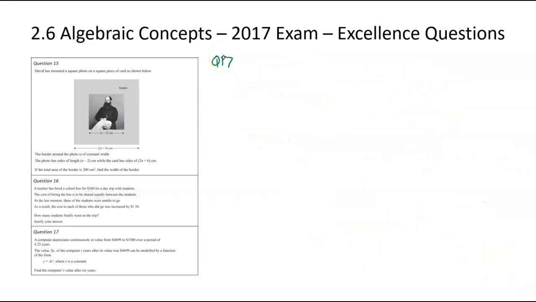We are now on to question number 17, and a computer depreciates. So depreciate's a key word because that means it's going downhill from 4699 to 1500 over 4.25 years. If the computer was originally valued at that, it can be modeled by this particular equation. Find the computer's value after 6 years.